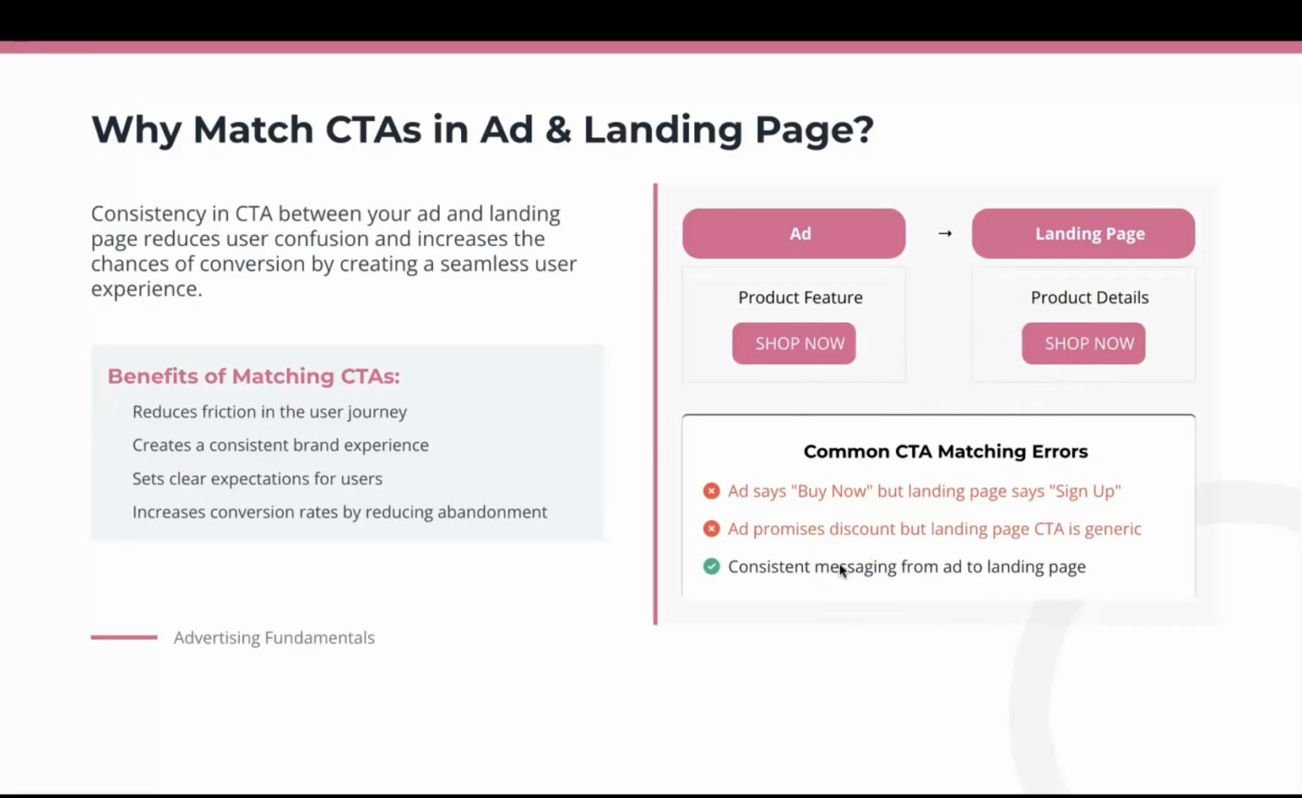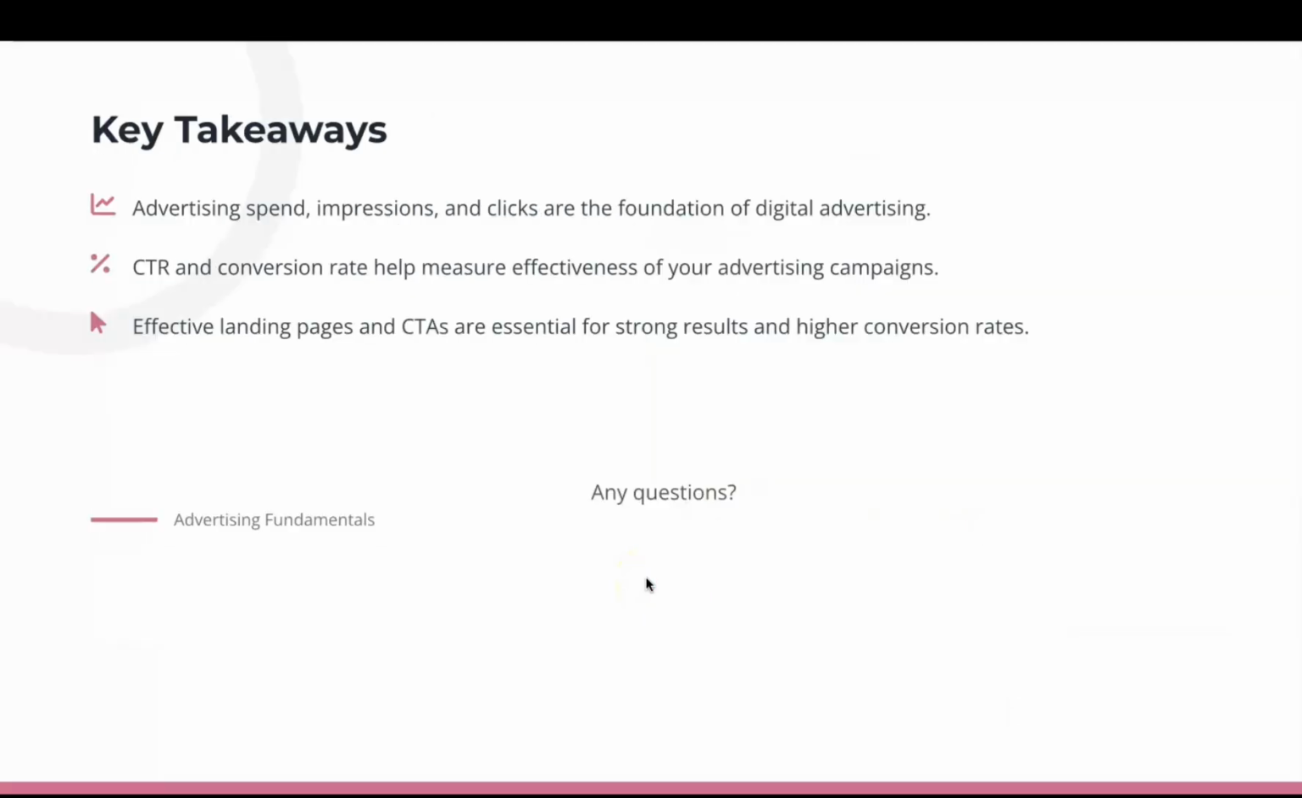What are some of the common CTA matching errors? I've seen ads say buy now, but the landing page will say sign up. That's inconsistent. Also, the ad sometimes promises a discount, but the landing page has the call to action as generic. So just little things like that. Consistent messaging from an ad to a landing page is what you're looking for.